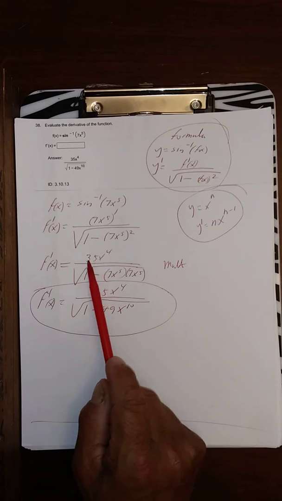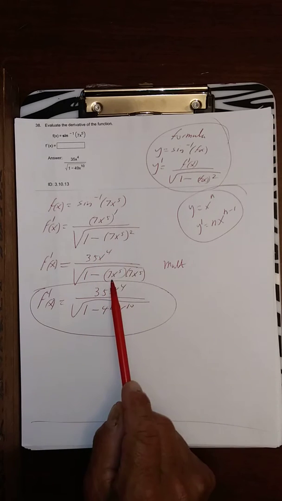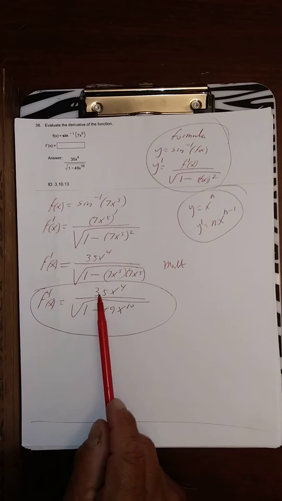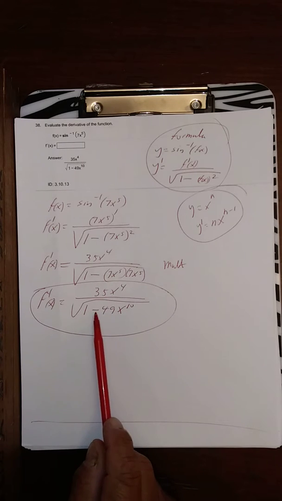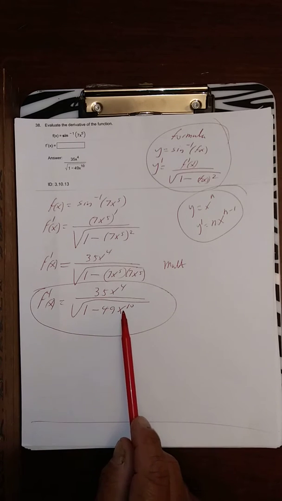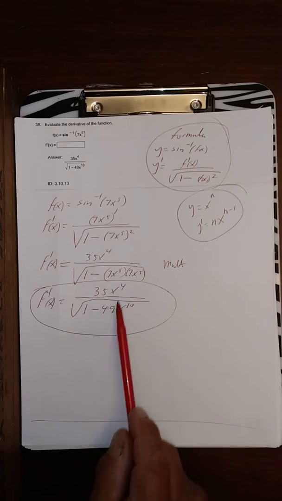Well, the derivative of this is going to be 35x to the fourth. And this is squared, 7x5 times 7x5. So 35x to the fourth over the square root of 1 minus 49x to the 10. 7 times 7, 5 plus 5, add them together.